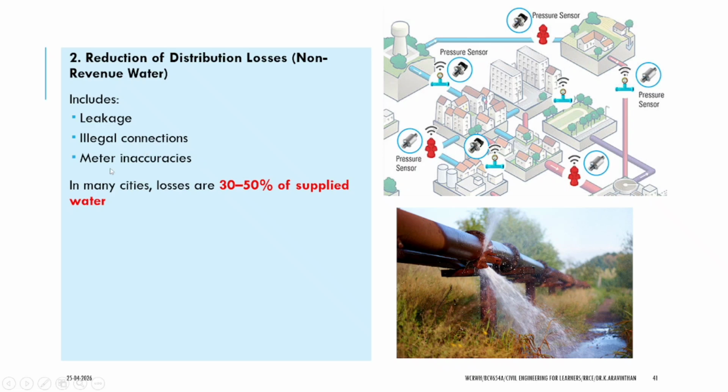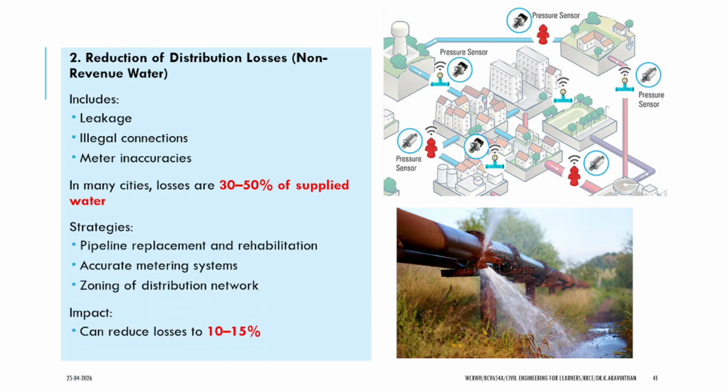Now, meter inaccuracies can also be there. So this reduces 30 to 50 percent of losses, and you can install a pressure sensor. This is a sensor which is being used. The water pressure has to be the same at all levels. If there is any difference from the conventional, you can identify that there is a loss between these levels, and it will be immediately connected with the centralized system, and through that you can immediately address leakages, illegal connections, meter inaccuracies, etc. An accurate metering system and zoning of the distribution network can reduce around 10 to 15 percent of losses.